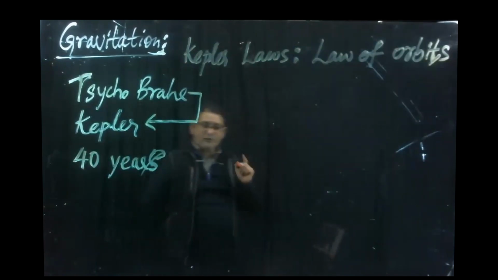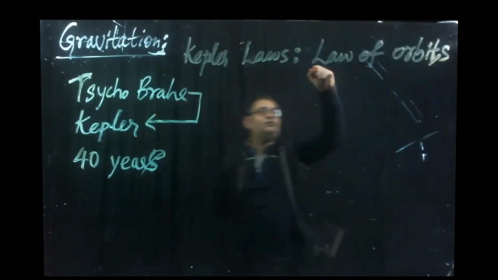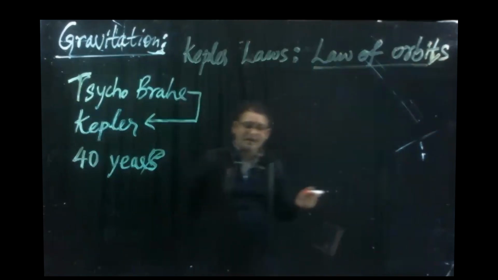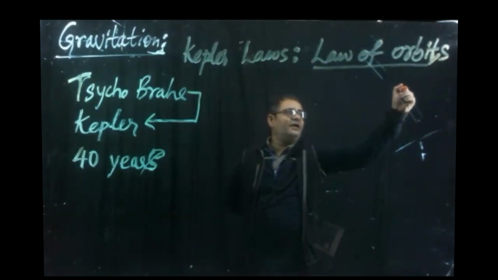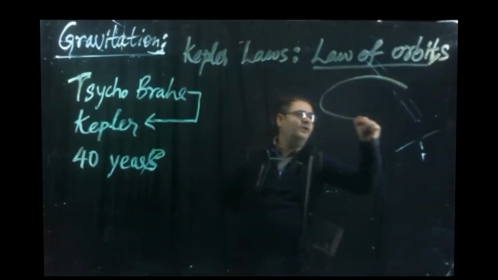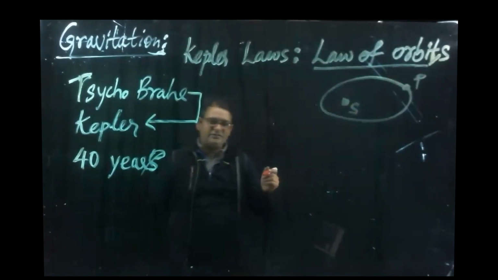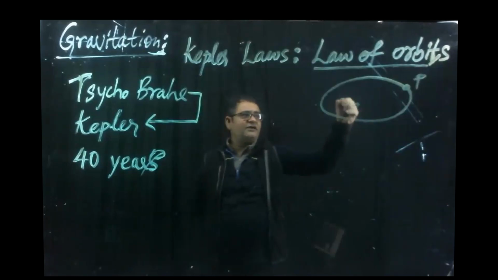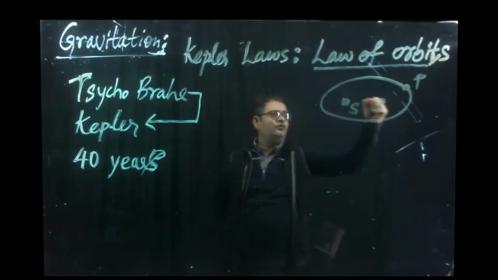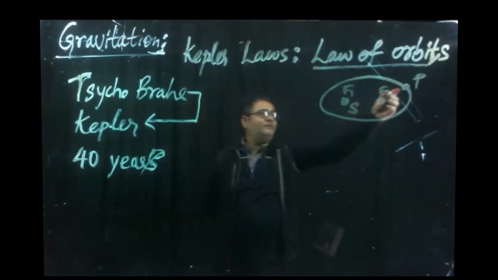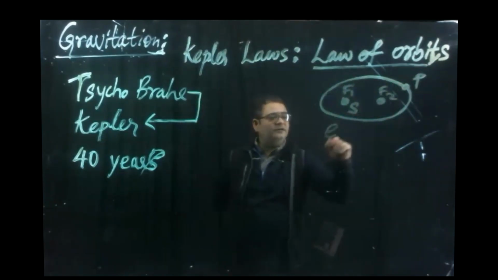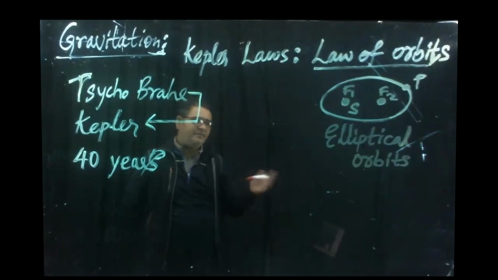First law is the law of orbits. According to the law of orbits, all the planets or celestial bodies, if they are revolving around each other, then they have an elliptical orbit. Suppose S is the star, then the star is at one of the foci. There are two foci, F1 and F2. Okay, then the planet will move in an elliptical orbit. The orbits can be elliptical and circular both.